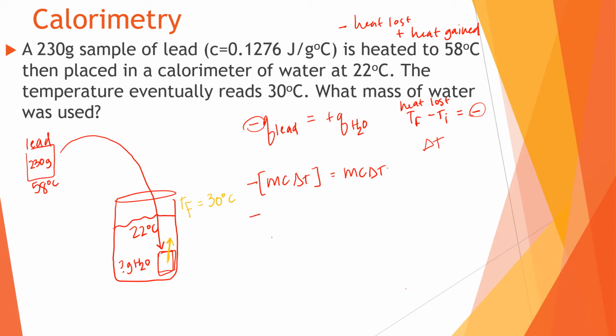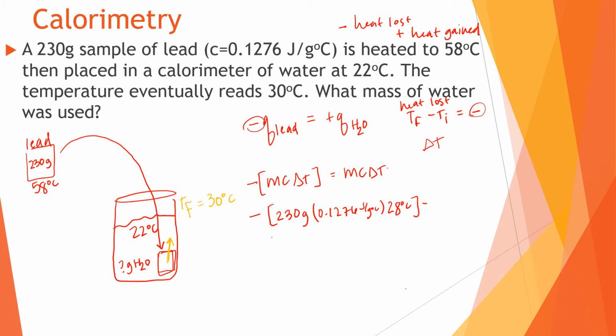So for the lead, the mass is 230. Specific heat is 0.1276. And the change in temperature, it went from 22 to 30, so that's 8 degrees Celsius. Oh, I'm sorry. I was looking at the water. Lead went from 58 to 22, so it is 28 degrees Celsius.